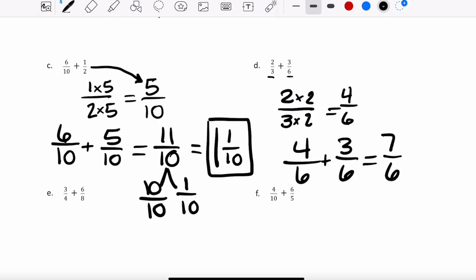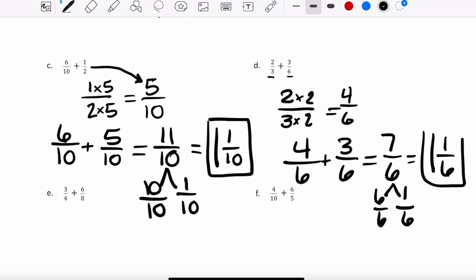7/6 is improper, so I'm going to have to make it into a mixed number. So I can make 6/6 as one whole, and I would have 1/6 left over, so my mixed number would be 1 and 1/6.